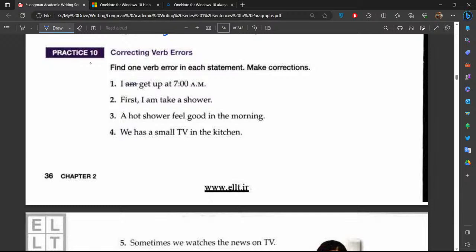Correct. So we come to practice 10, correcting verb errors. Find one verb error in each statement and make corrections. So here they have shown us: I am get up at 7 a.m. This is the wrong one because two verbs cannot be used, either get up or am. I get up at 7 a.m. First, I make. This is again wrong.